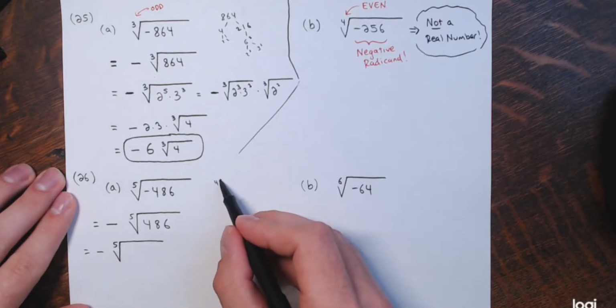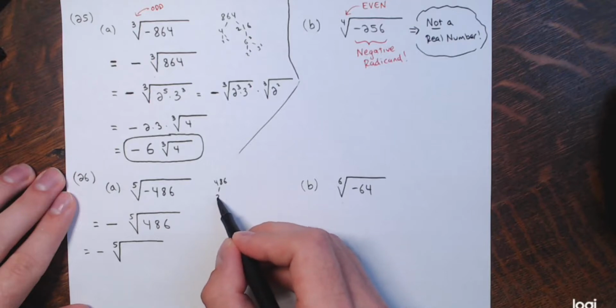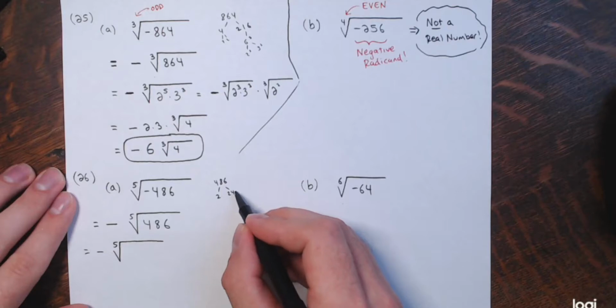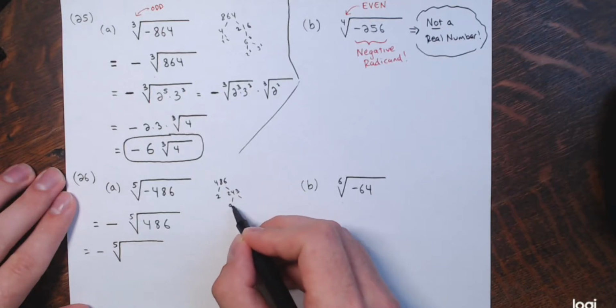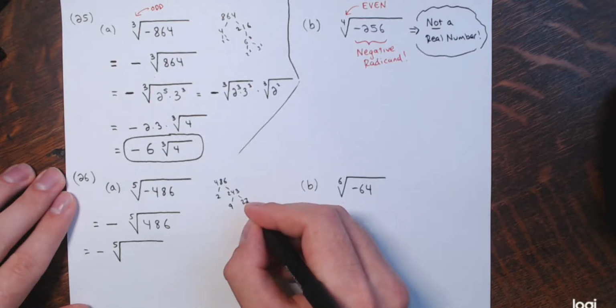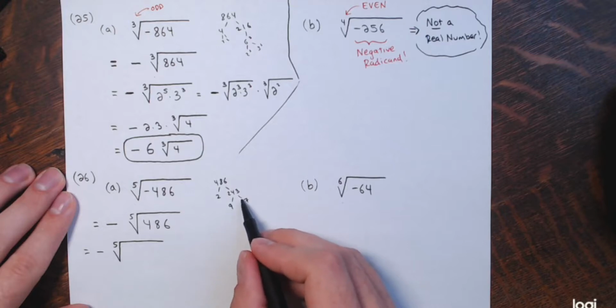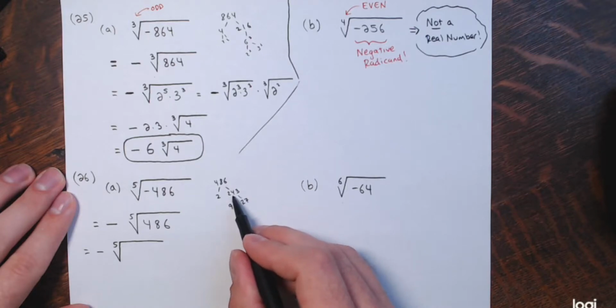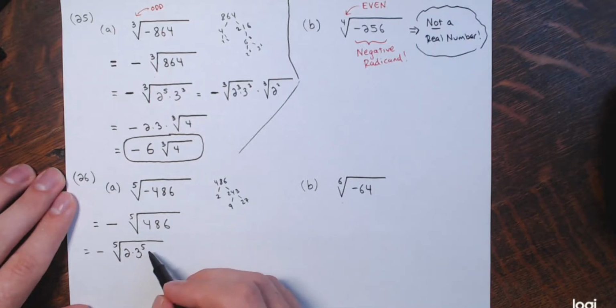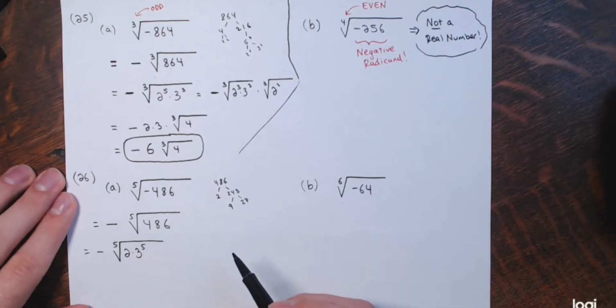486, let me do some factoring again here. This would be 2 times 243. This is a multiple of 9. 9 times 27. Oh, geez, okay, so this is 3 to the 5th. Yeah, this is 3 to the 5th. So 2 times 3 to the 5th is 486. All right, 2 times 3 to the 5th is 486.